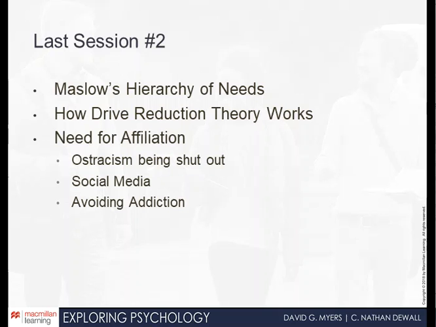Welcome back, class. Let's go ahead and review quickly our last session, session number 2. We examined Maslow's hierarchy of needs. We discussed the basic premise behind the hierarchy of needs, meaning that some needs are going to be more important than others. At the base of the pyramid, we have the basic physiological needs, and then as we move up, we have psychological needs, and then we had needs near the very top that focused on aspects of the self, like self-actualization and self-transcendence.